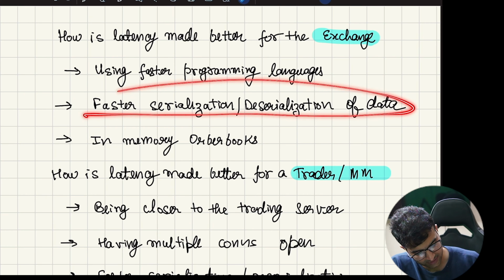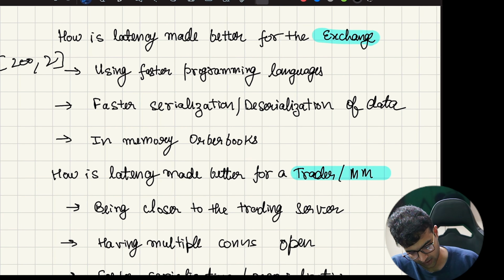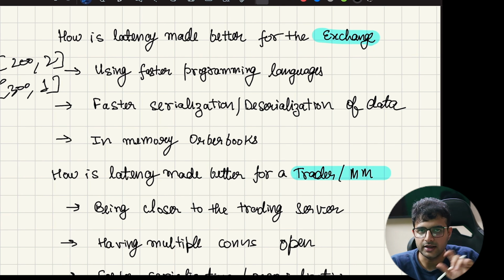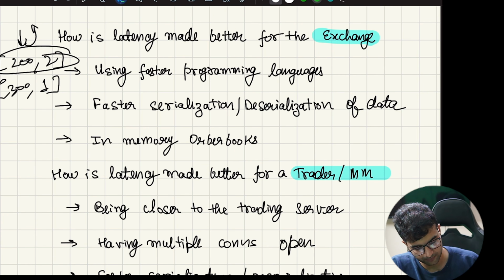Faster serialization and deserialization of data. The exchange is getting a bunch of orders. All of these orders are in the form of, okay, at price 200, I want to buy 2 quantity. Price 300, I want to sell 1 quantity. It needs to serialize this data, deserialize this data. The amount of time it takes to convert this data, which might be a string, into some other format matters a lot. And that's one of the systems that these people working in an exchange work on. And lastly, in-memory order books.